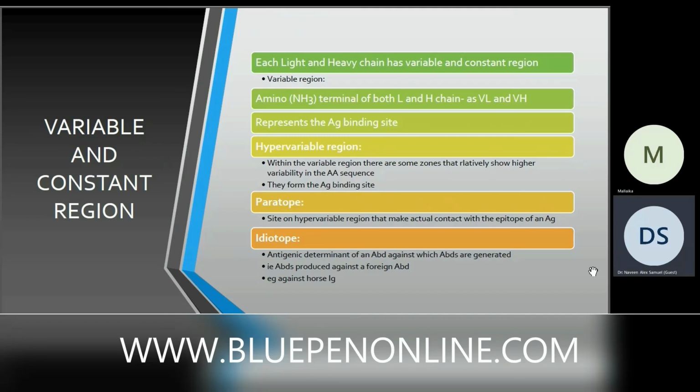So where is the paratope? The paratope is on the hypervariable region, the site that makes the actual contact with the epitope of an antigen. The hypervariable region is on the variable region, and the variable region is on the antibody. So you got it right?